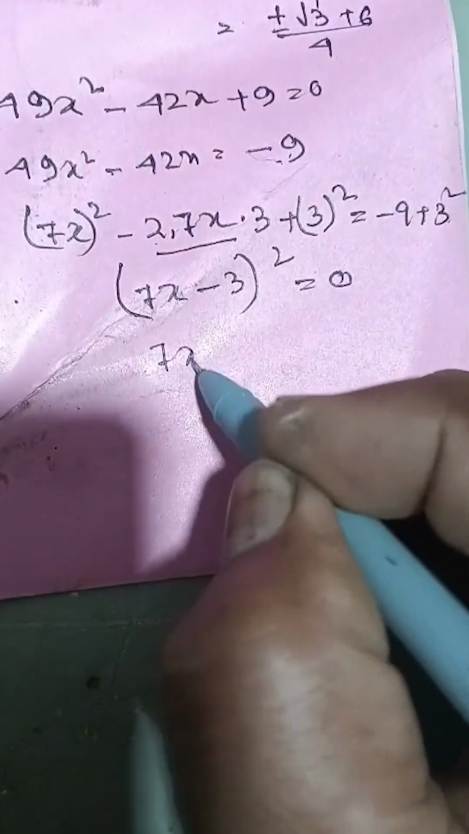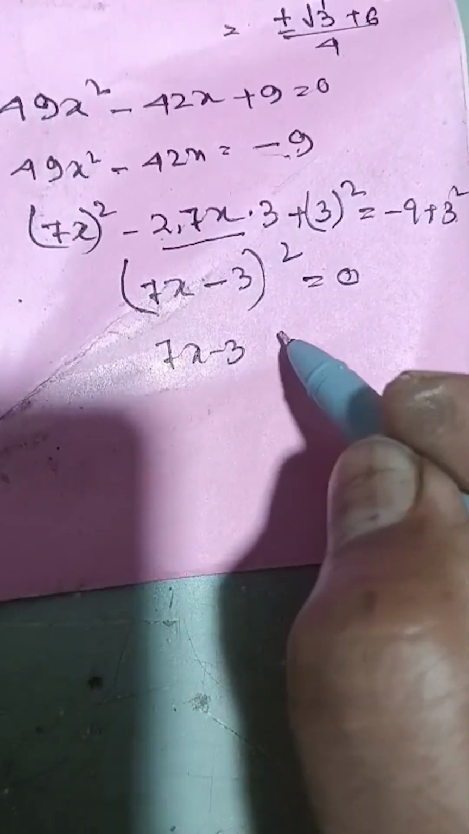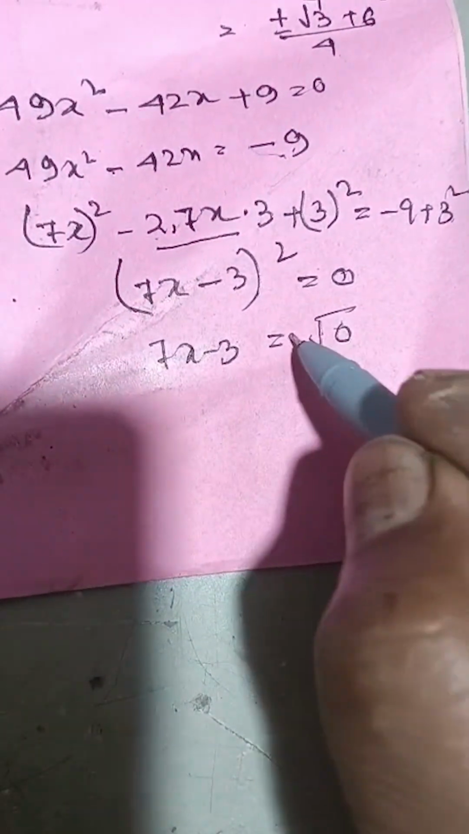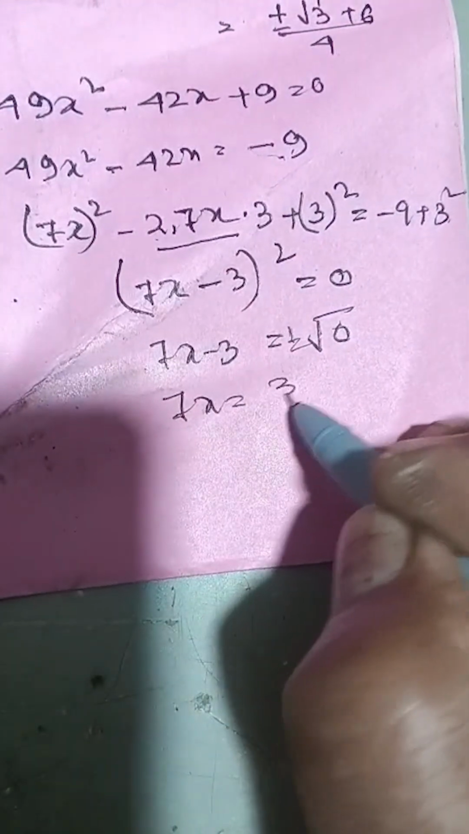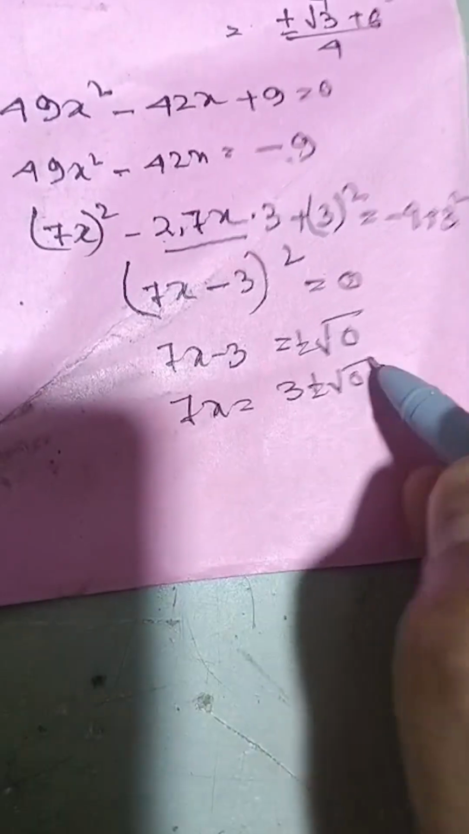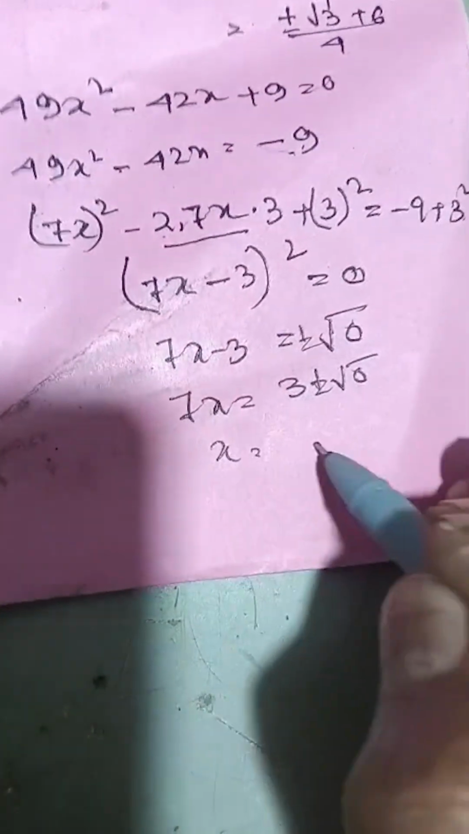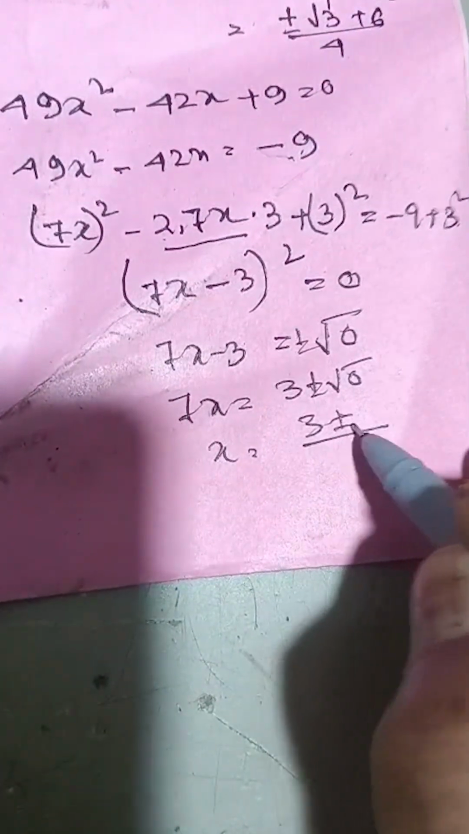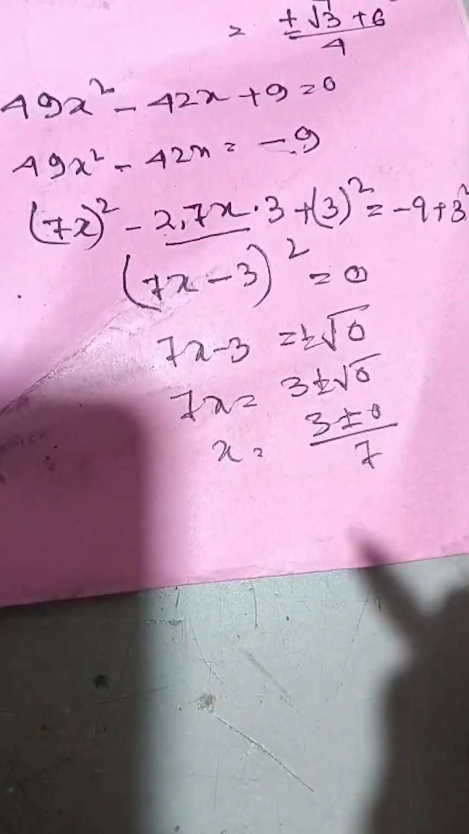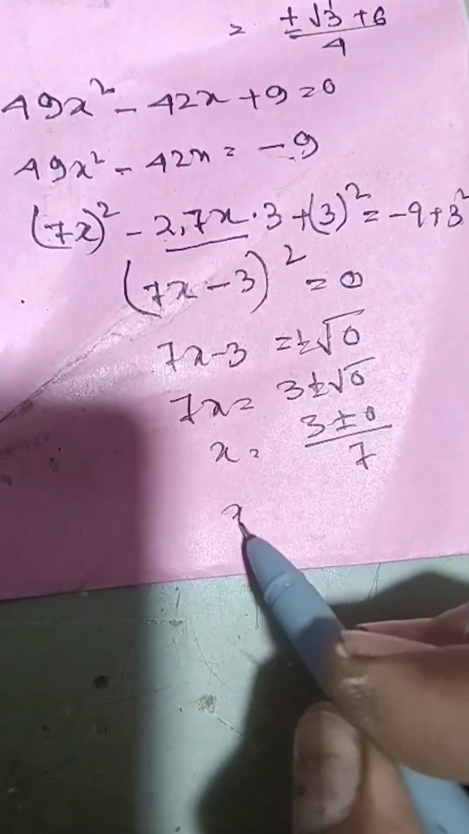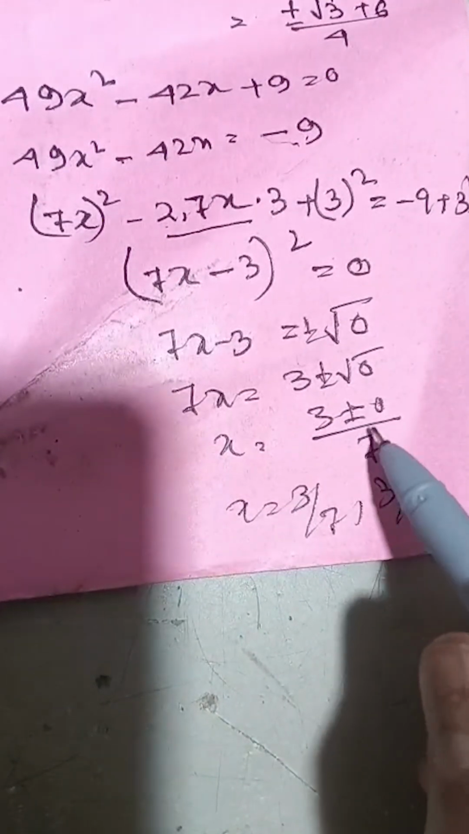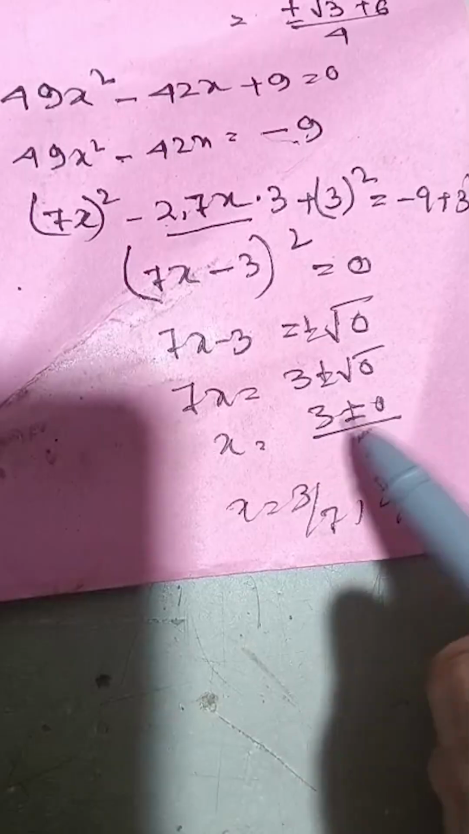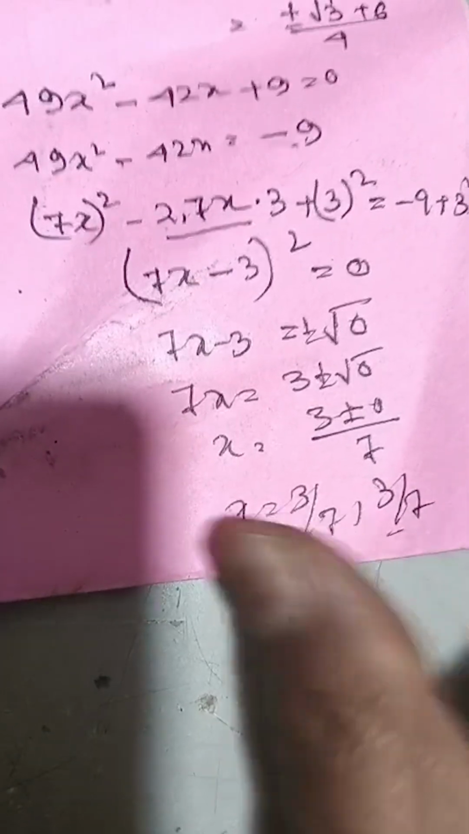Therefore you write 7x minus 3 is equal to root 0. Root 0 means plus minus 0, no problem. You write 7x equal to 3 plus minus root 0. Therefore x equal to 3 plus minus 0 by 7. So here the two values of x are 3 by 7. Also another one is 3 by 7, because plus 0 is also 3, minus 0 is also 3. That's why. So this is the answer.